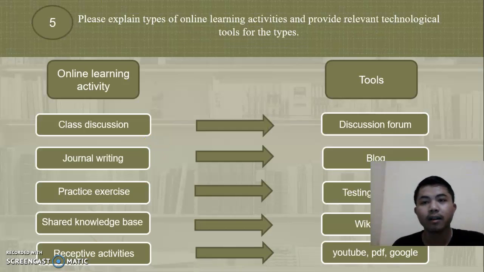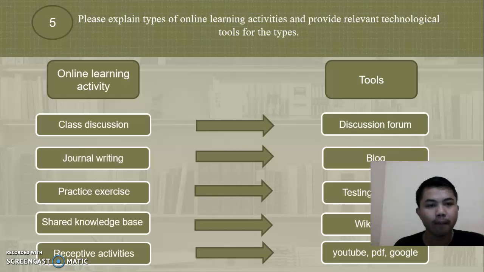And the fifth question is, please explain the types of online learning activities and provide relevant technological tools for the types. Online learning activities. The first is class discussion, and the tool used is discussion forums. The participants are pairs to full class, and the variations in class discussion are building a class community, question and answer, and weekly topic discussions. Second is journal writing.